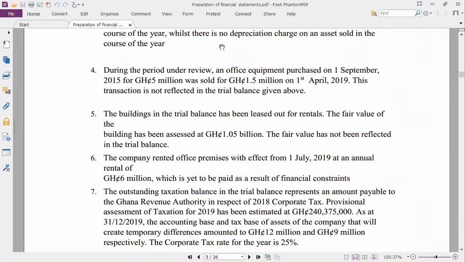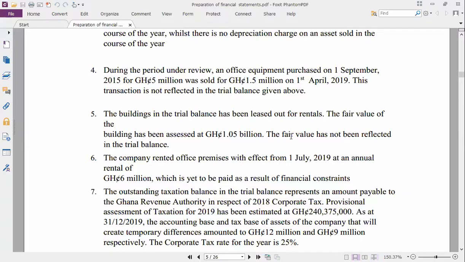Now the fair value of the building has been assessed at 1.05 billion, and the fair value has not been reflected in the trial balance. So that is the closing balance. It has been assessed at 1.05 billion.